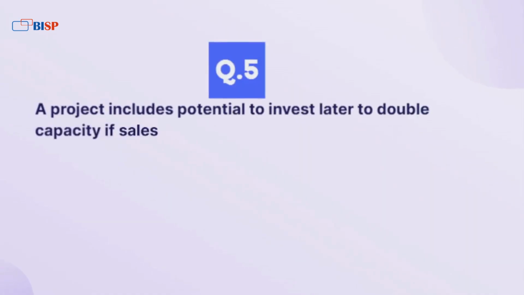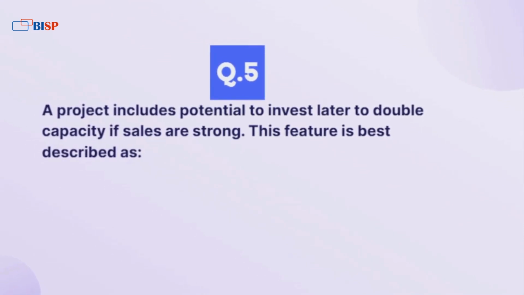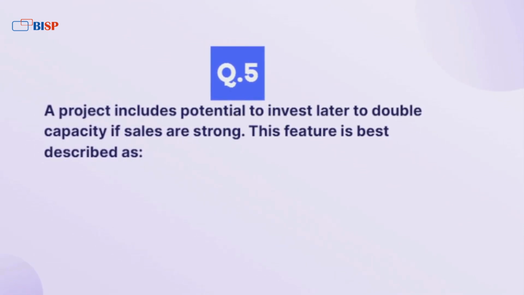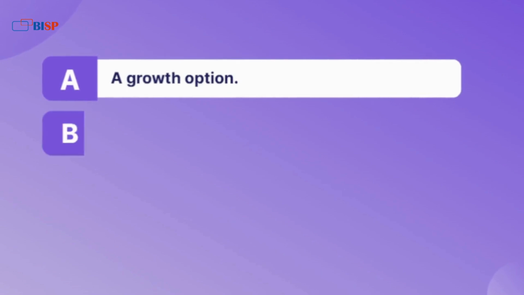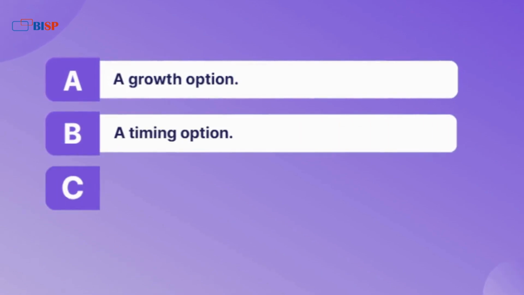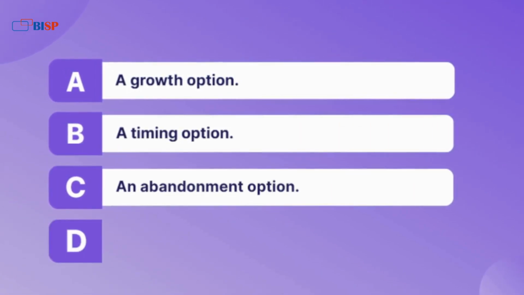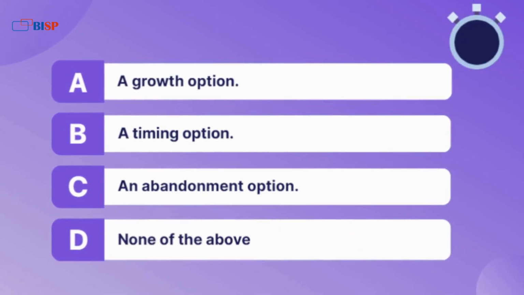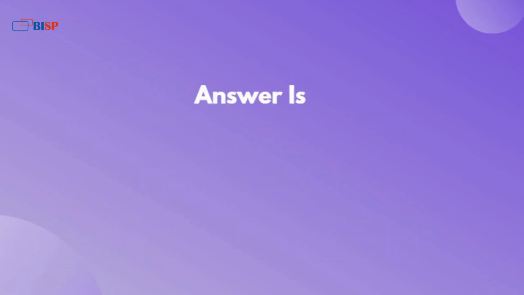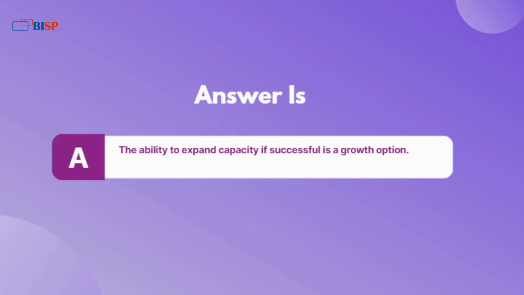A project includes potential to invest later to double capacity if sales are strong. This feature is best described as A. A growth option. B. A timing option. C. An abandonment option. D. None of the above. Answer is A. The ability to expand capacity if successful is a growth option.